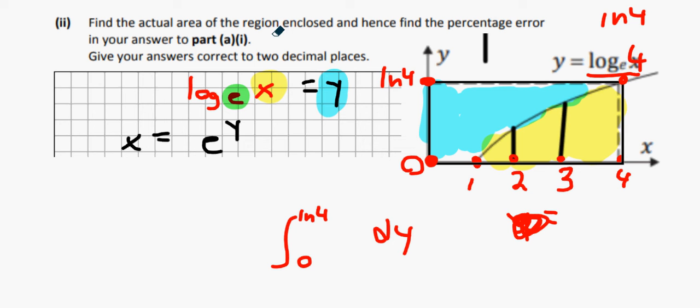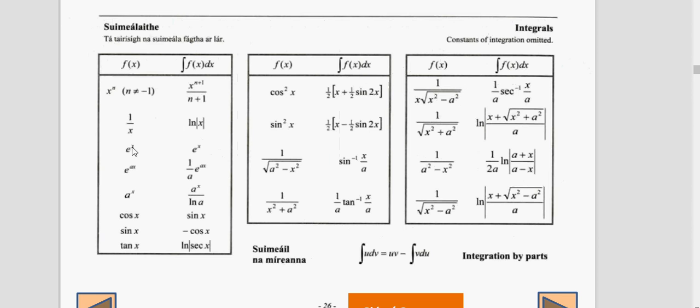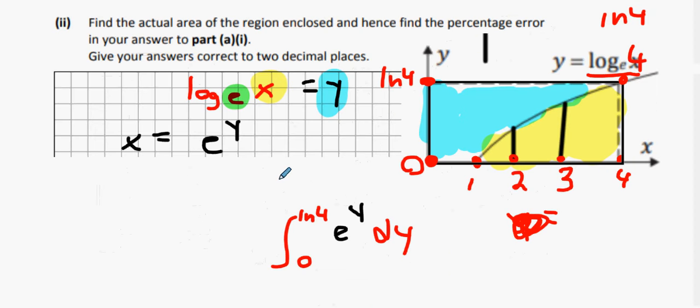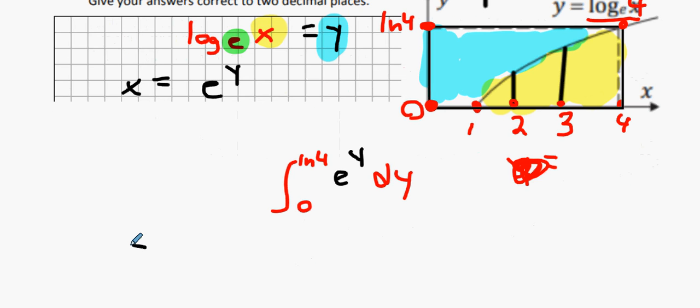Now, fingers crossed I can integrate this. I go to my tables. Can I integrate e to the y? Yes, I can. It's the same as e to the x. I'm in business. So, what happens when you integrate e to the y? Just e to the y. And it's between ln 4 and ln 0.